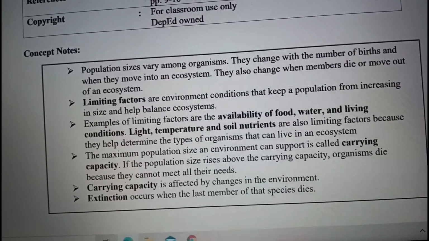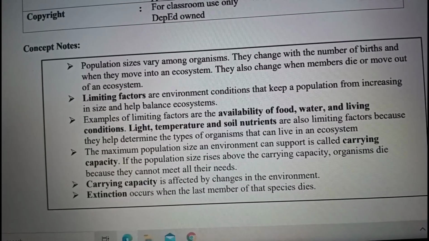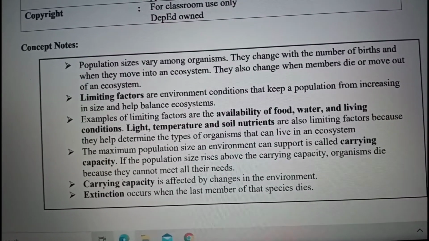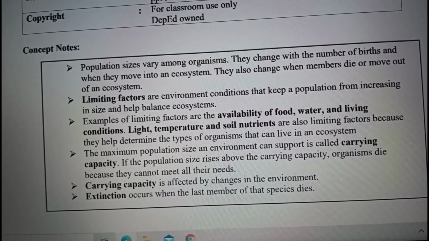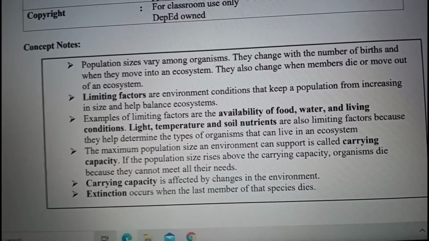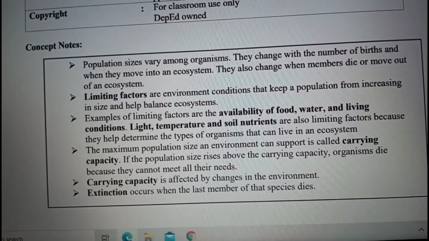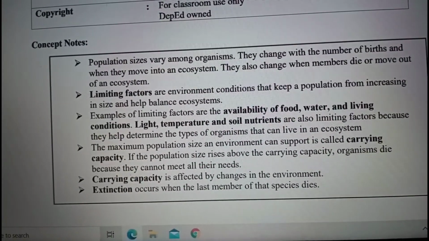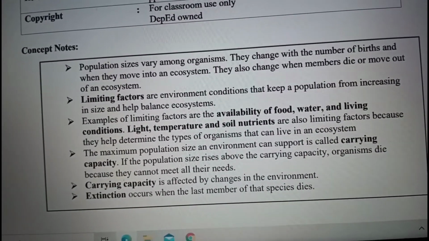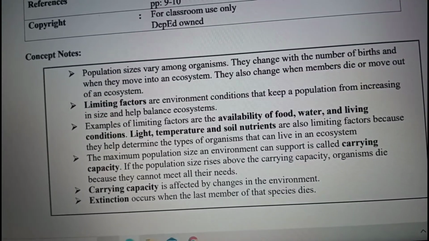If that certain environment, the number of species living in that environment, their number is what we call the carrying capacity. Maximum carrying capacity. So, if the population size rises above the carrying capacity, organisms die because they cannot meet all their needs. So, of course, if the maximum carrying capacity is only, for example, 10,000 living organisms, only 10,000, and the population rises, there will be many competing for food, water, and other nutrients in that certain area.